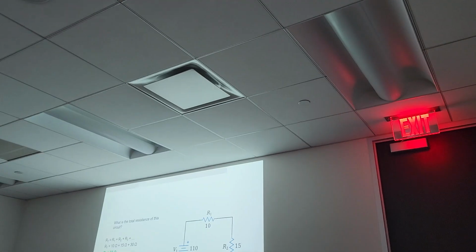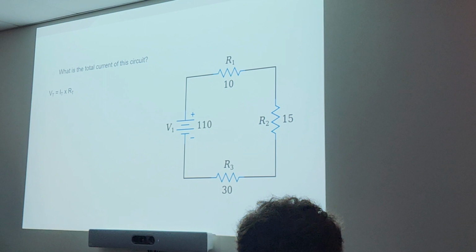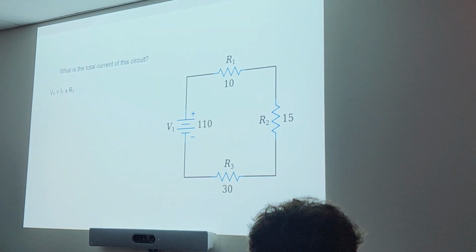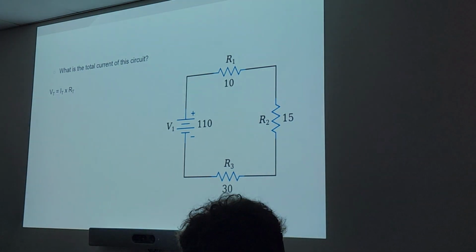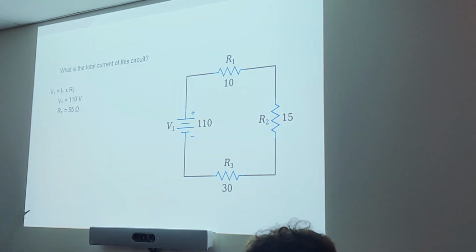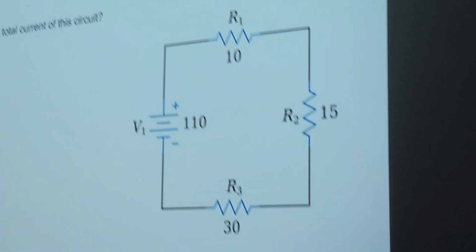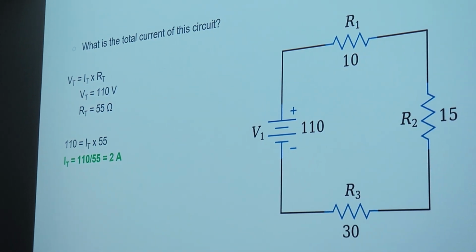Oh, divided by V is equal to IR. So we know that we have to use that formula, V equals IR, right? And what's our V? Voltage. 110, and our total resistance was 55. So we just divide 110 by 55 to get our total current. So that's pretty simple in a series.